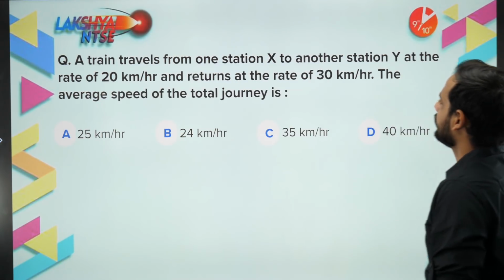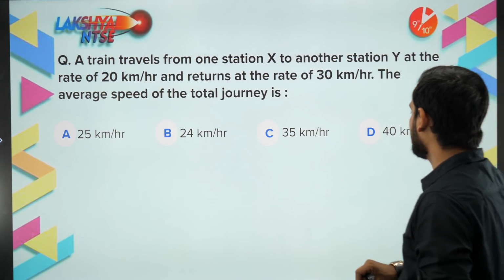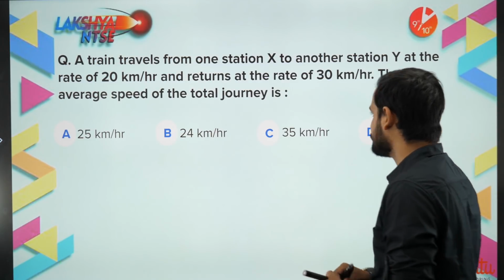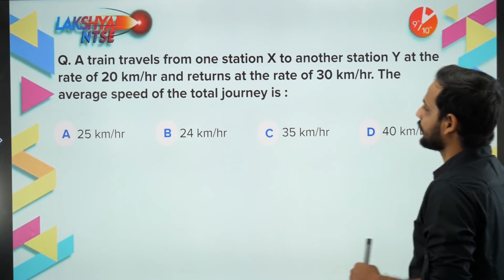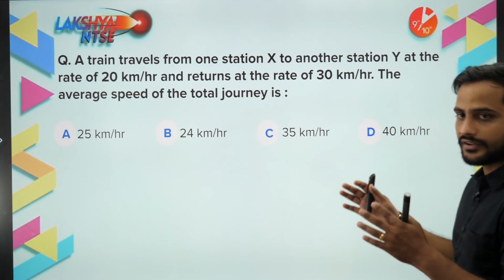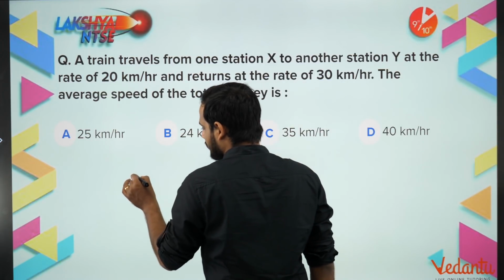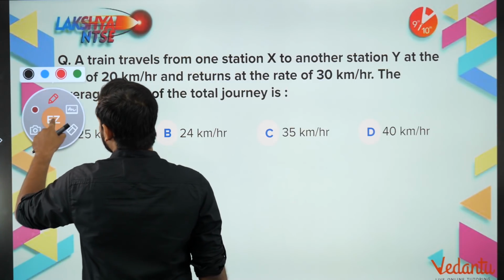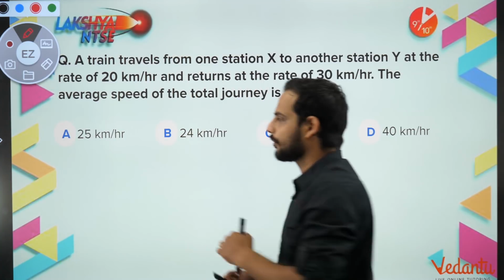A train travels from one station X to another station Y at the rate of 20 km per hour and returns at the rate of 30 km per hour. Find the average speed of the total journey. So now you have to tell me what will be the average speed of this total journey. The train is traveling from one station X to another station Y. So the distance between station X and station Y will remain the same no matter you are going up or you are going down.